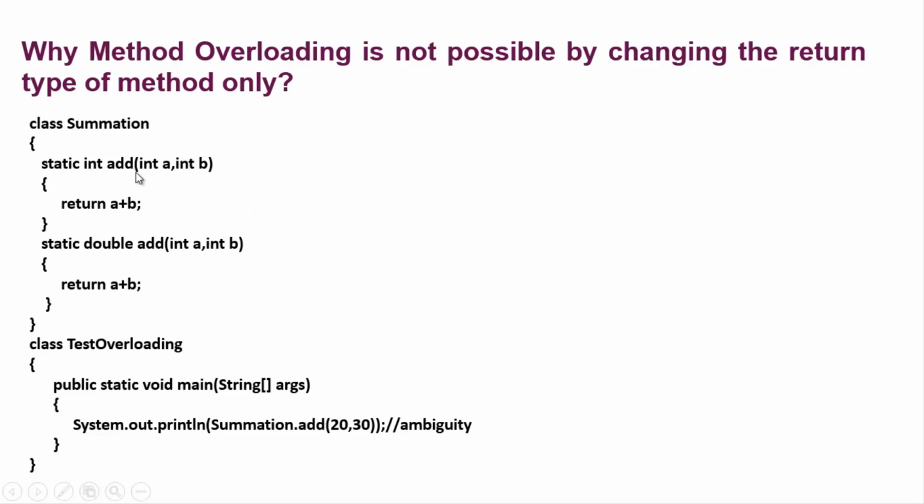Say static int add(int a, int b), which adds a plus b and returns an integer, and another that returns a double, but the data types of the parameters passed are similar. So the compiler will get confused and give an error. Let's check it out with this particular program.